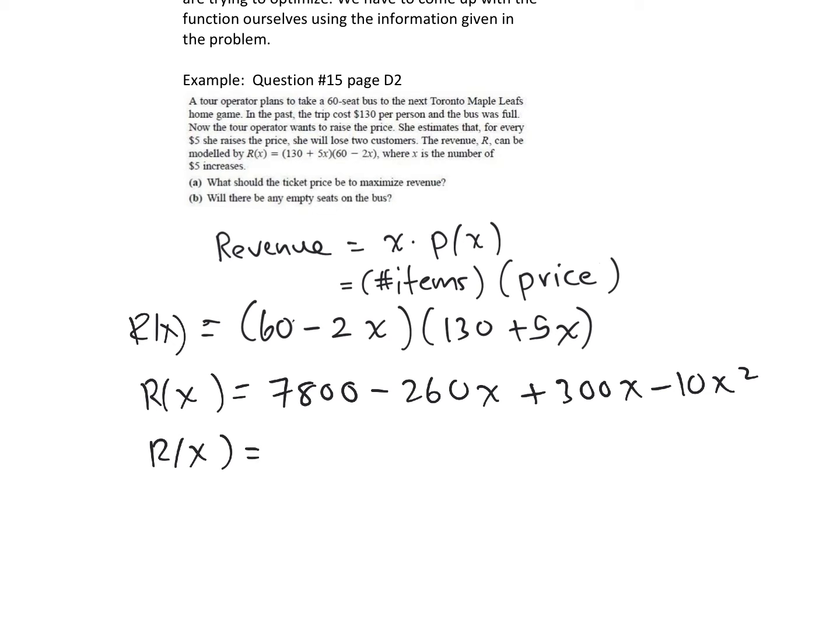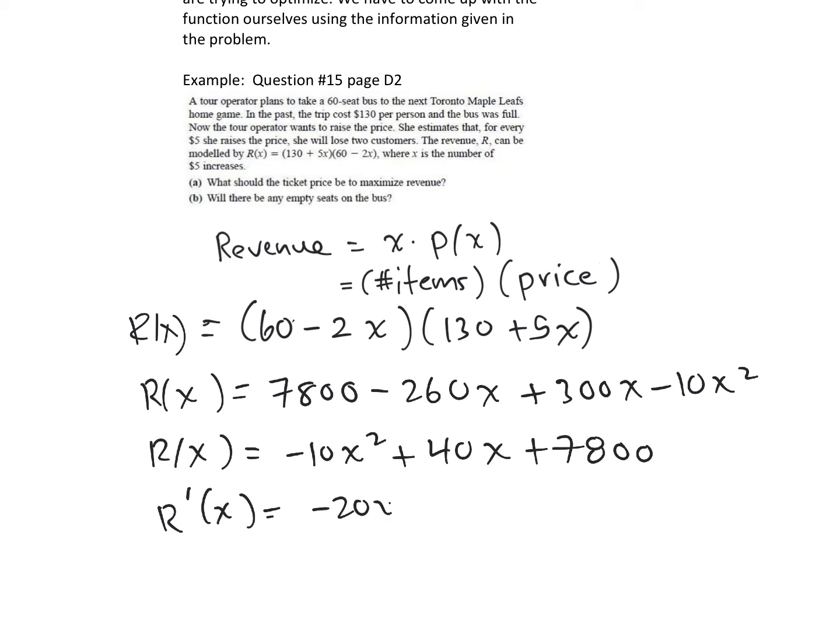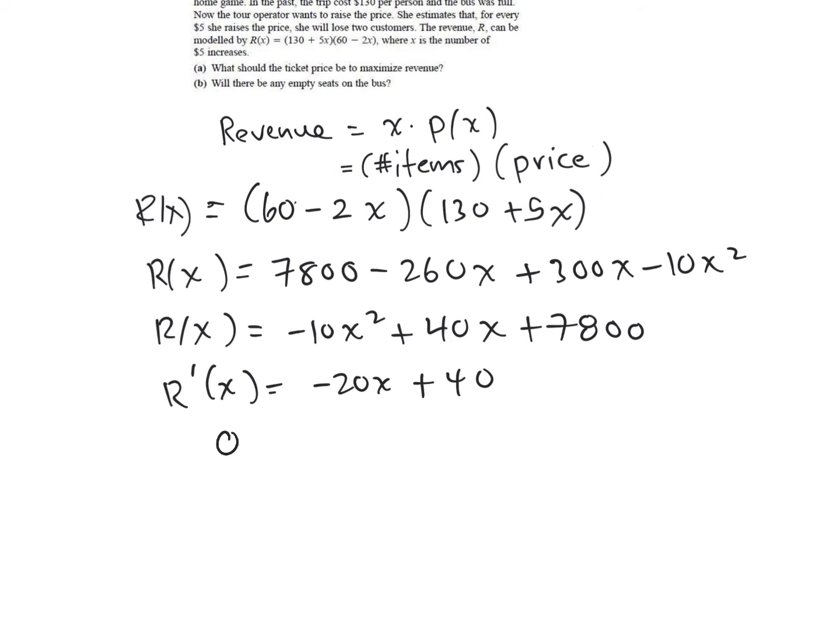Let's just put the x squared first. We'll add 300 minus 260, so that's 40. Since we want to maximize revenue, if you remember grade 11, you would have had to complete the square to find that vertex. We can just find the derivative, which will give us our maximum revenue. And then we can just solve for x. So we know that the maximum would occur when the derivative is 0. And so x will be 2.